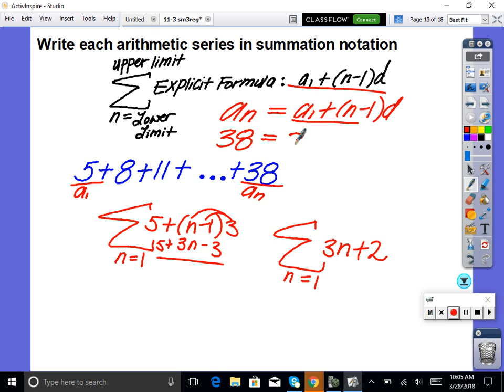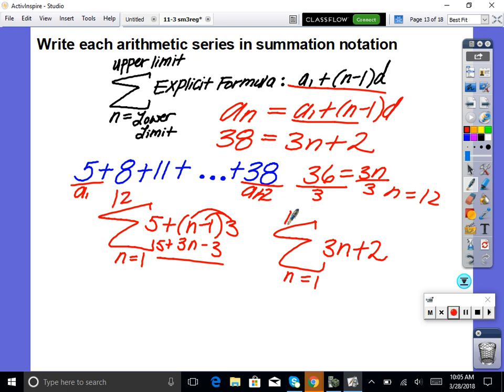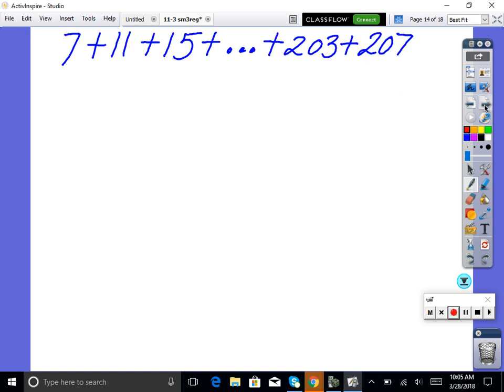So that's this, 3n plus 2. Solve for n. Subtract 2. So that would be 36 equals 3n. Divide by 3. So n equals 12. So we know this is a sub 12. So we're summing up 12 terms, 1 through 12. So now look, now that you put it in summation notation, to find the sum, you could just type it into your calculator. Okay, let's do one more, put it in summation notation, then we're literally done with the lesson and the rest of the time will be yours.